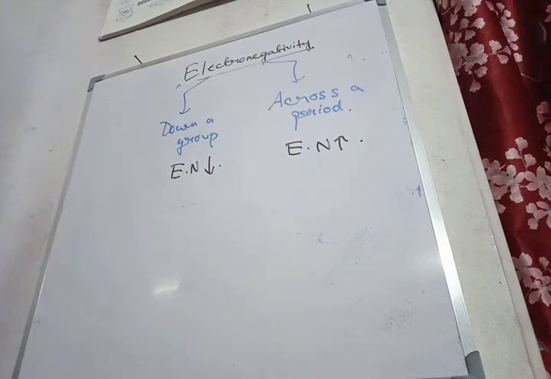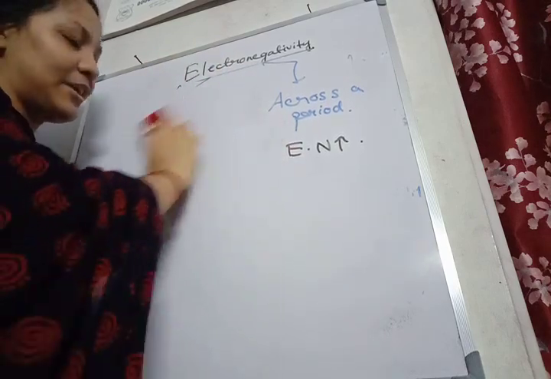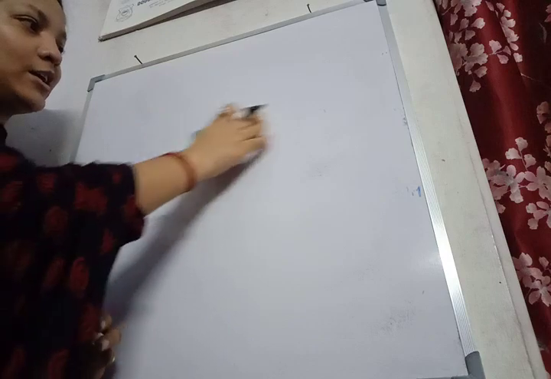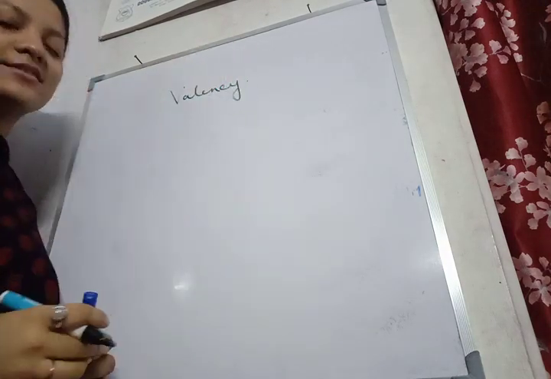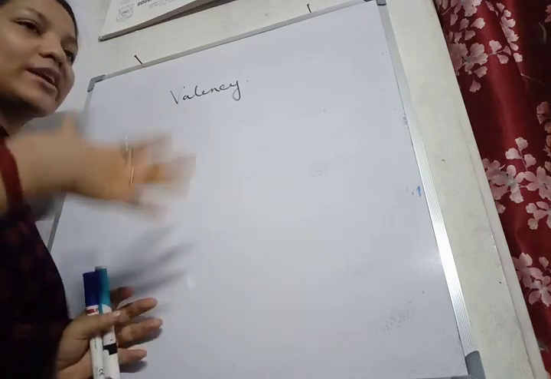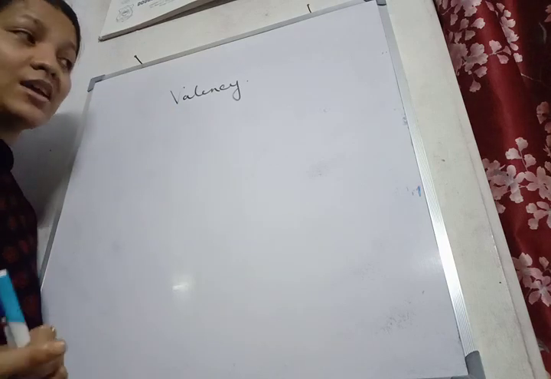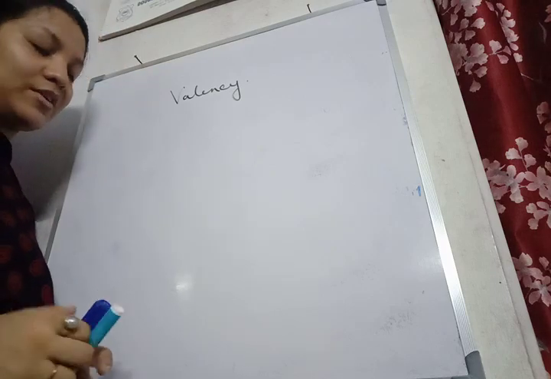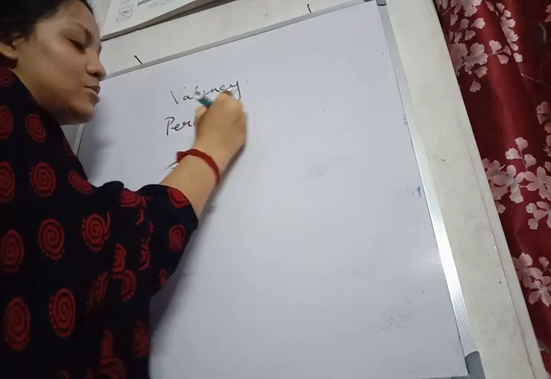Now, let's speak about valency. It is another periodic property. Just like electronegativity, ionization enthalpy and electron gain enthalpy, valency is also a periodic property. We know that valency is the combining capacity of an element. If you follow the periodic table, we'll find out what happens on moving across a period, whether the valency increases or decreases, and what happens on moving down a group. Right? So we'll talk about the periodic trend.